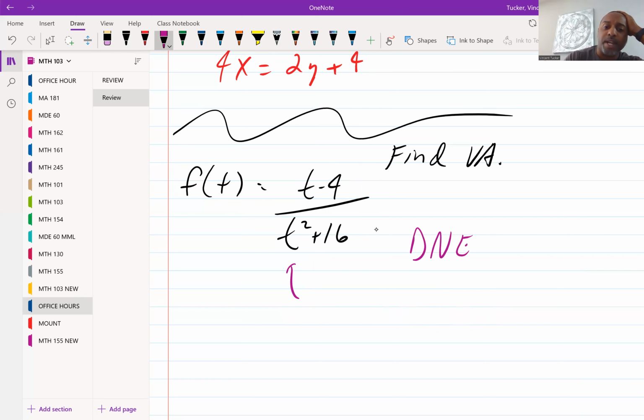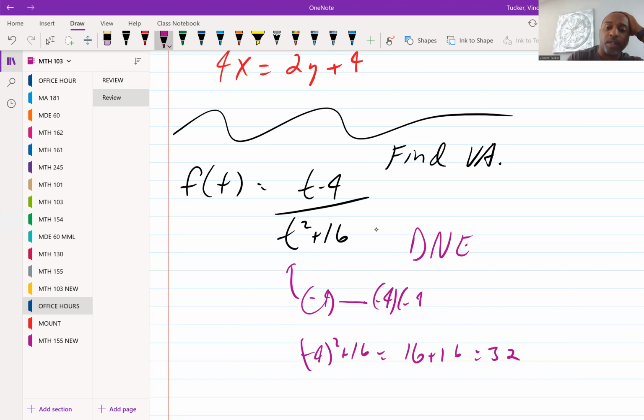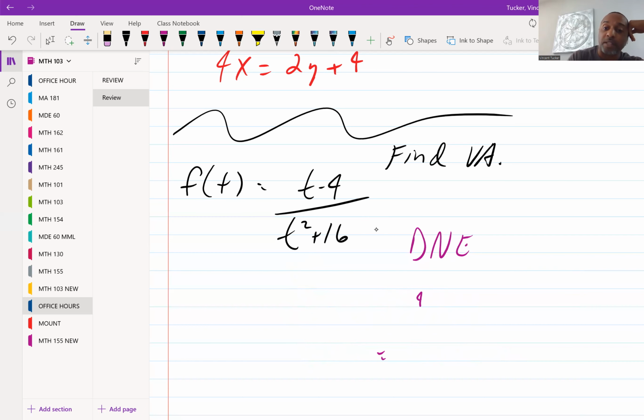Also, if you were to plug in -4 there for t, that -4 squared is going to be positive 16, which will give you 32. Because once again, that whole -4 is being squared, so that would be -4 times -4, which is positive 16. So even if you had -4, if you plug it in, it does not cancel. So there is no way for us to have a zero in our denominator, which would create that vertical asymptote for us. So that's why this would be do not exist.